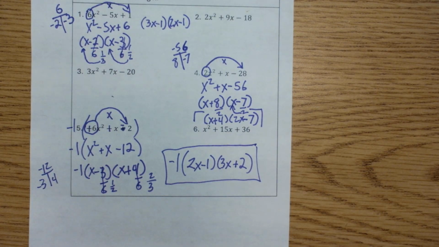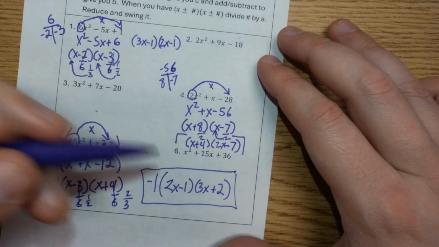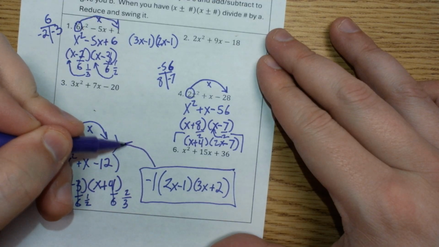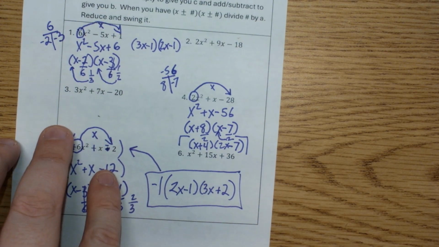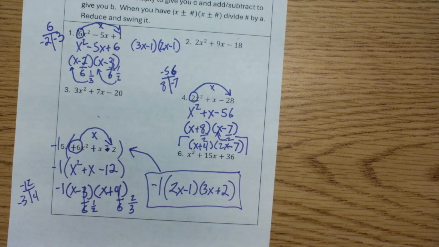So looking at this was number 5, pulling out that negative. But the method this is called is the slip and slide, where we take and slip that number to the back, and then at the end we slide it back up to the front.